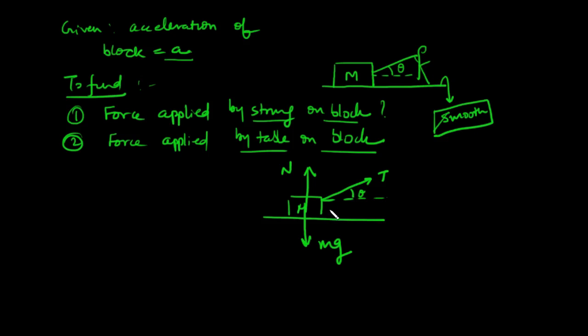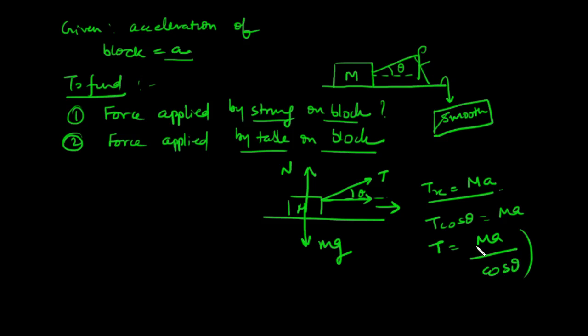Alright, since this block of mass is moving in this direction, this means there must be some force pulling this block towards this direction. Since we can't find any other force, we can resolve the tension. This means the horizontal component Tx is pulling the block and causing acceleration. This means Tx equals m into a. What is Tx? Tx would be T cos theta, equal to m into a. T equals ma by cos theta. Alright, this is the force on the block due to the string. Okay, so we have solved the first part.